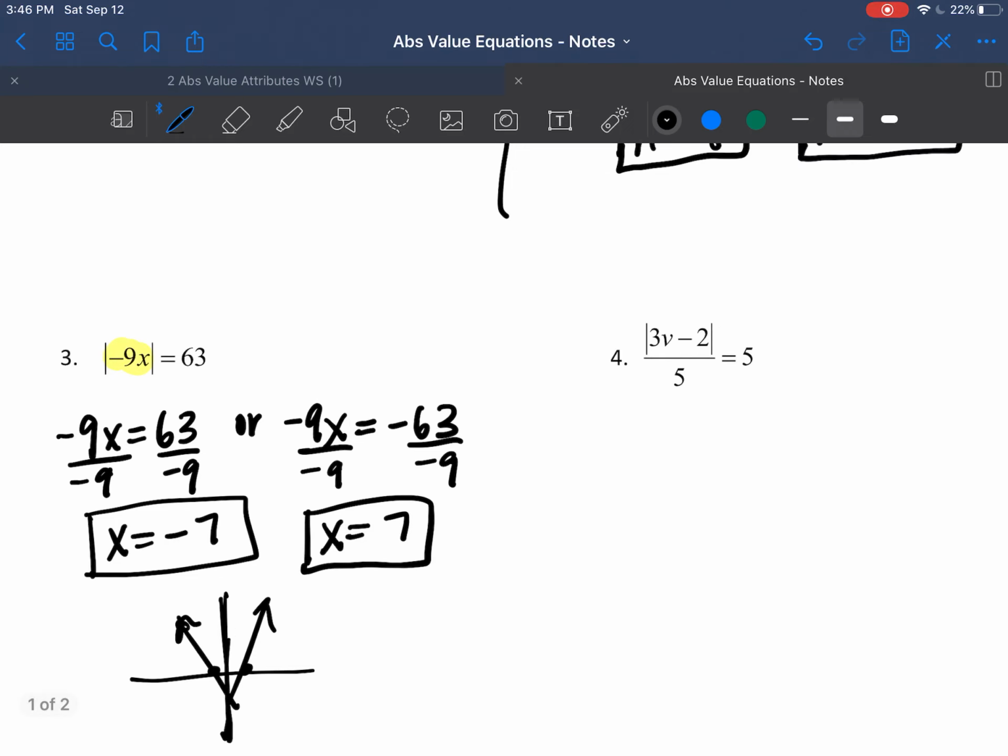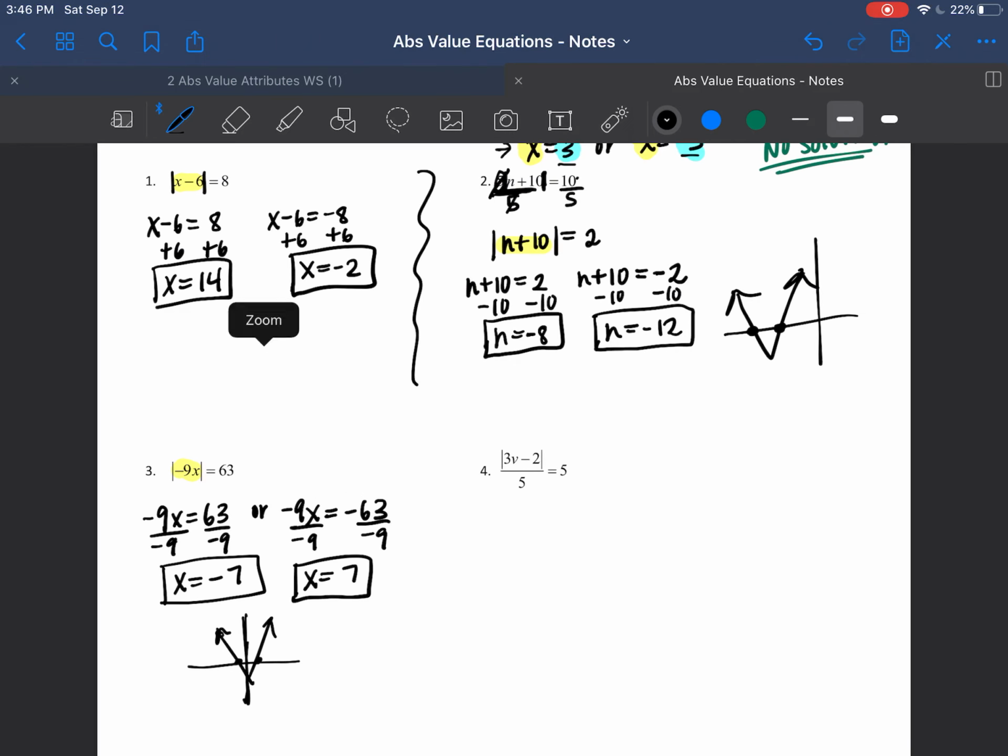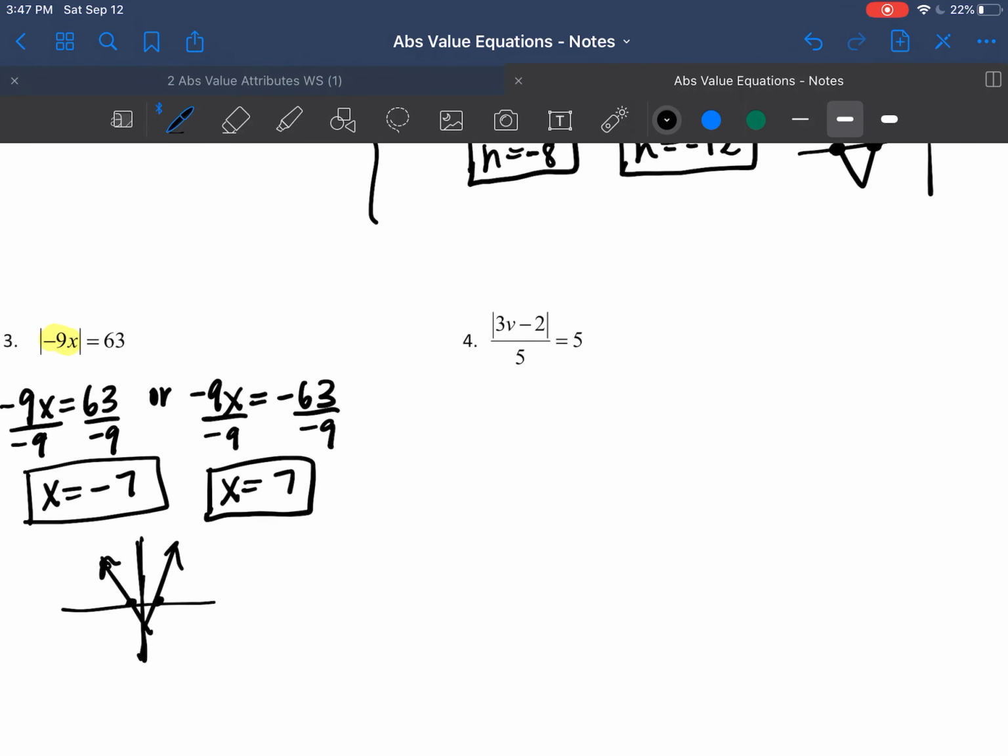And that happens when you have nothing outside the bars, nothing being added, no translations or anything. You have the same number, positive and negative. That is not always the case, as we see in number 1 and 2. Okay.